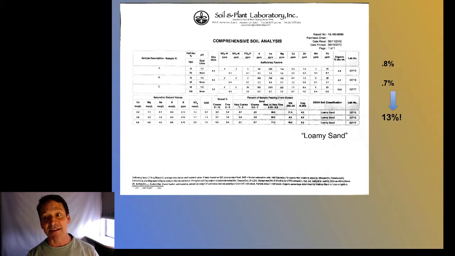But here you can see that it went from 0.8 or 0.7%, so less than 1% organic matter, up to 13%. So with the Water Efficient Landscape Ordinance, if you've got more than 6%, you don't have to do anything in terms of adding more.